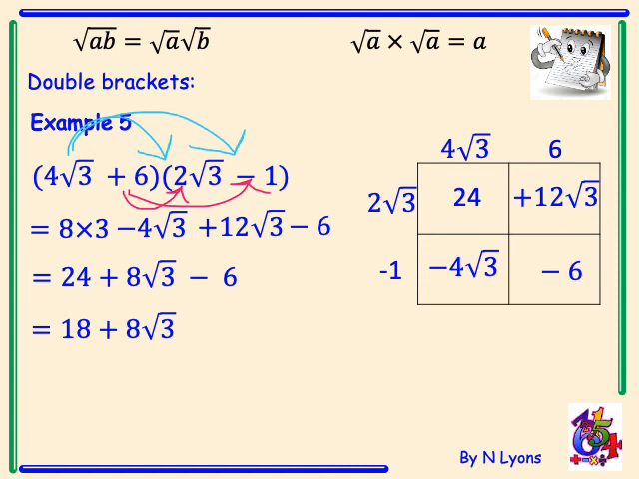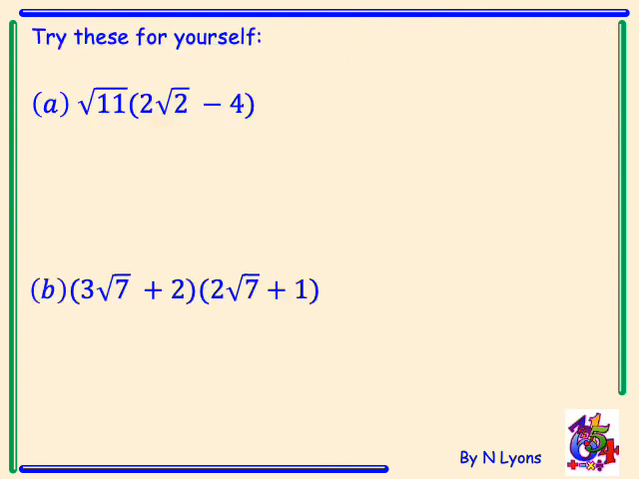Now here we can combine the numerical terms, so 24 take away 6, 18, and 12 root 3 take away 4 root 3 is 8 root 3. So we can clearly see that our answers are exactly the same no matter which strategy we use. Remember just to show all of your working and fully simplify your answers.